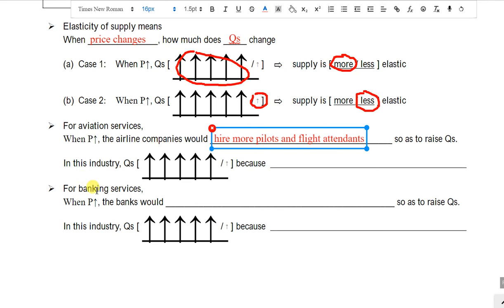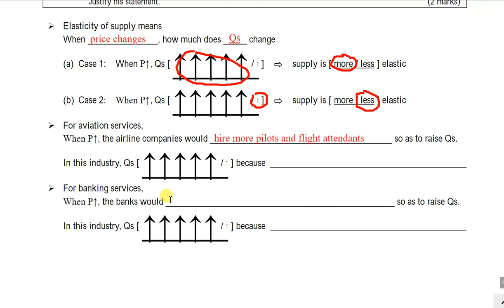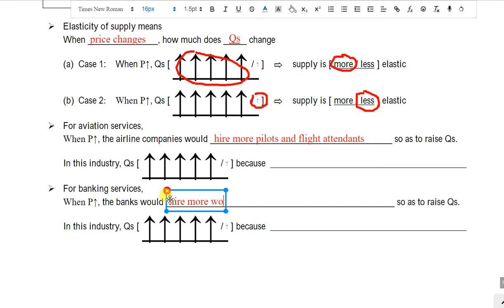And for banking services, when the price of the banking services increases, of course the banks will also hire more workers so as to raise the quantity supplied. And if you compare these two groups of workers, pilots and flight attendants, and also workers in the banking services, which group is more difficult to be employed? Of course, the pilots and also the flight attendants, especially the pilots.